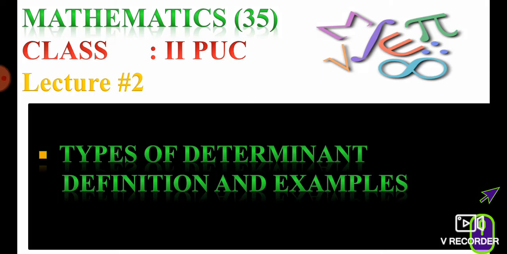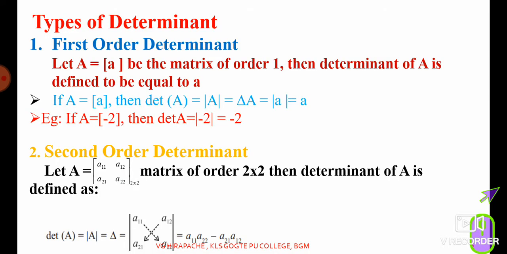This is the second lecture on the topic determinant. Today we are going to study the types of determinants, their definitions and their examples. Now let me begin with types of determinants. Number 1, we are going to study what is a first order determinant.